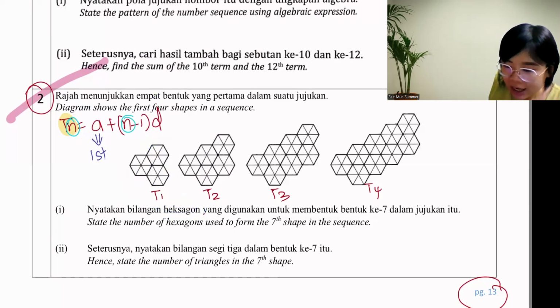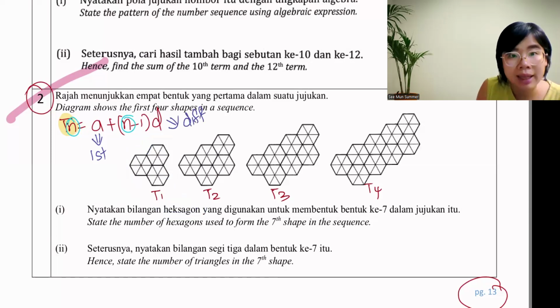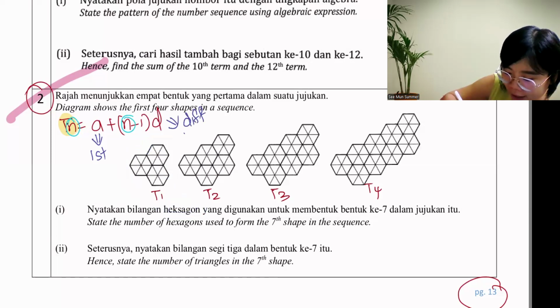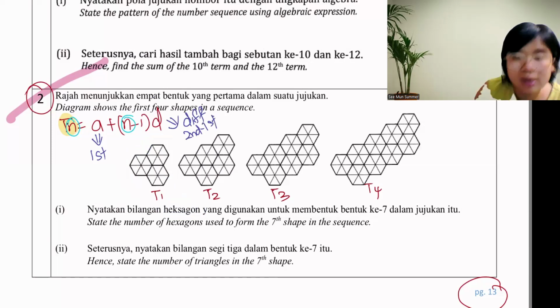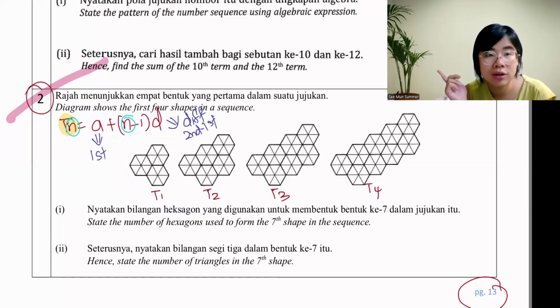Okay. Last but not least, what is my D? D stands for difference. Difference meaning the second one minus the first one. Second one minus the first one, the difference. The back minus the front one. So far, so good. You all know this formula already. Please remember, please memorize. There's only one formula in chapter 1.